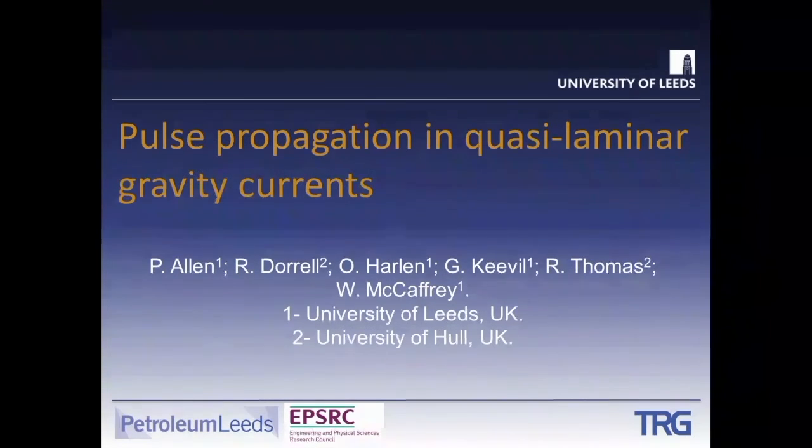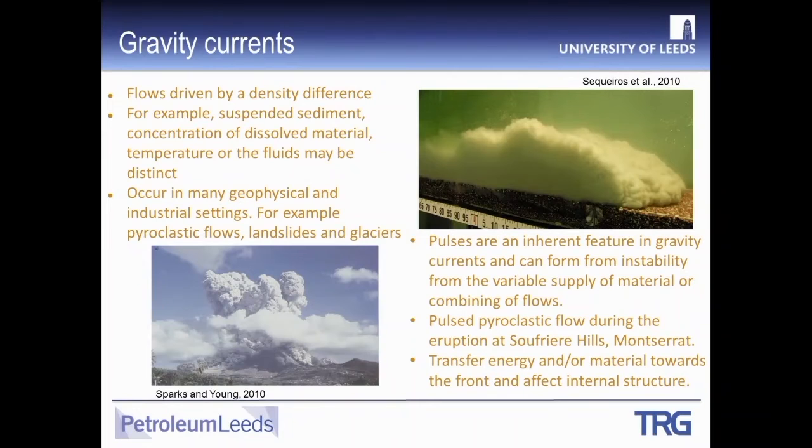Thank you, Chris. Right. So, quickly to start, I'll introduce what a gravity current is for those of you that don't know. Gravity currents are flows that are driven by a density difference. This density difference could be caused by suspended sediment, composition of dissolved material, temperature, or the fluids may be distinct. They occur in many geophysical and industrial settings of great importance, for example, pyroclastic flows, landslides, and glaciers. Now, pulses are an inherent feature in gravity currents, and they can form from the variable supply in material causing instability, or they could be from the combining of separate flows.